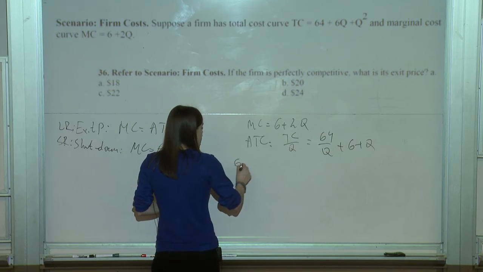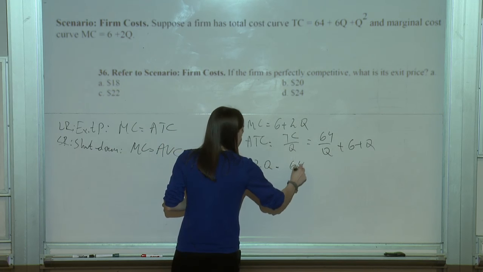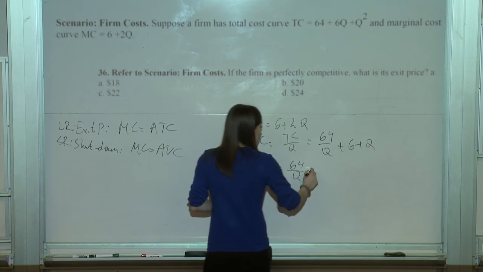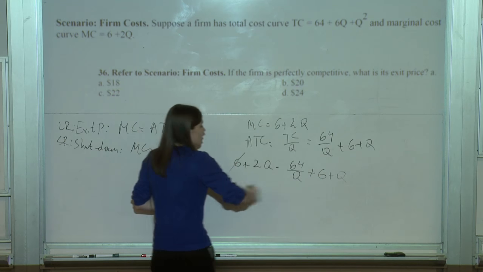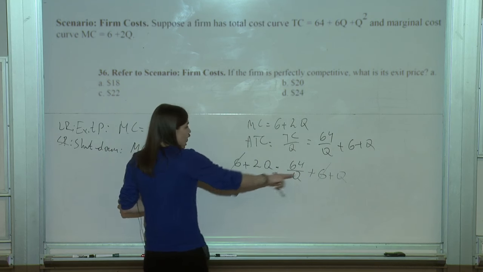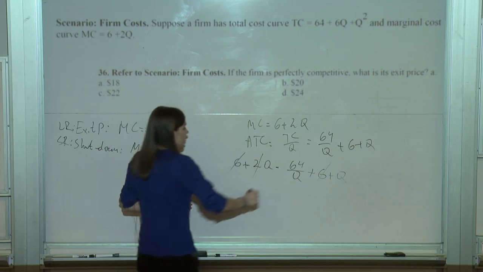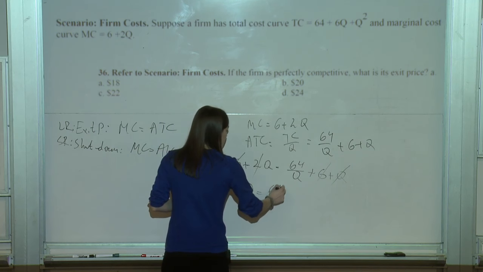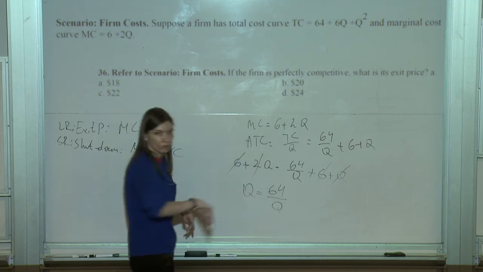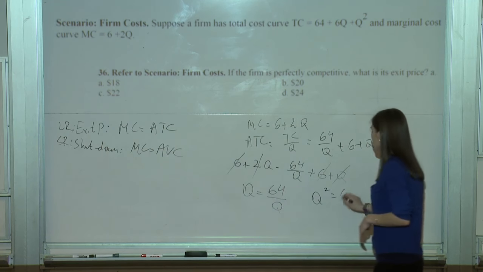So I have 6 plus 2q equals 64 divided by q plus 6 plus q. The 6's go away, right? And then if I subtract q from both sides, I get q equals 64 over q. I'll cross multiply. I get q squared equals 64.